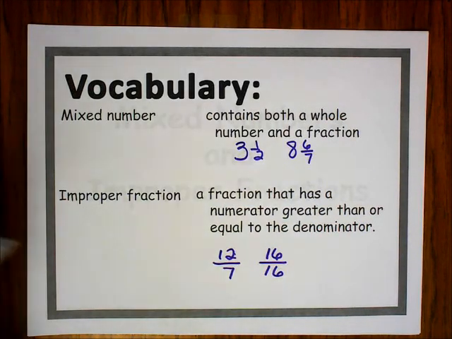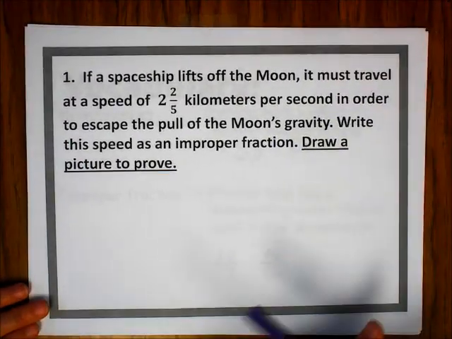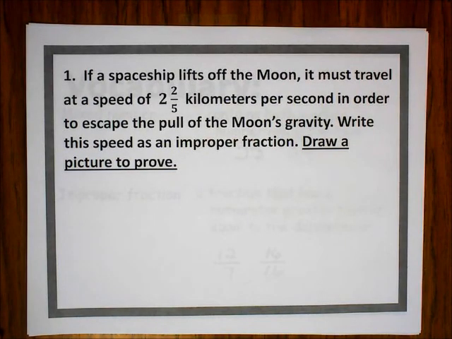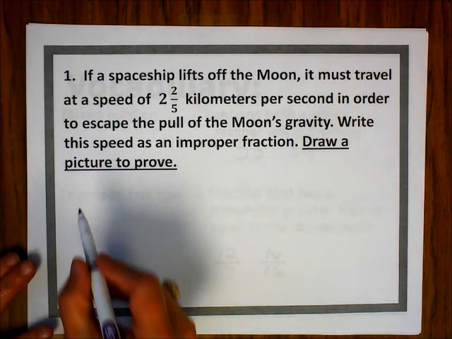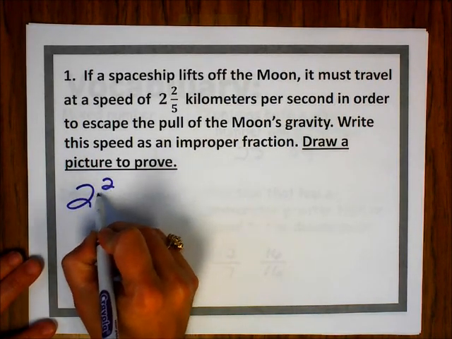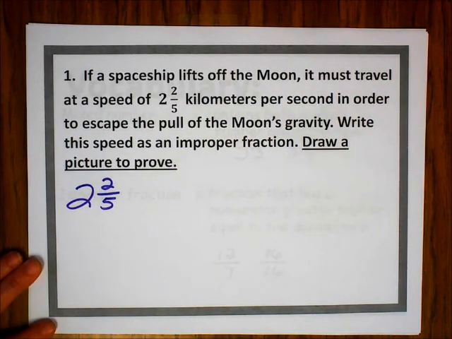Example number 1. If a spaceship lifts off the moon, it must travel at a speed of 2 2/5 kilometers per second in order to escape the pull of the moon's gravity. Write this speed as an improper fraction. Draw a picture to prove. So in your journal, put a number 1, and let's write the mixed number 2 2/5.